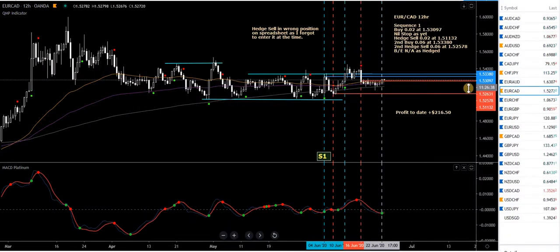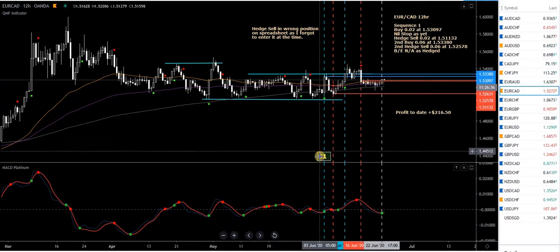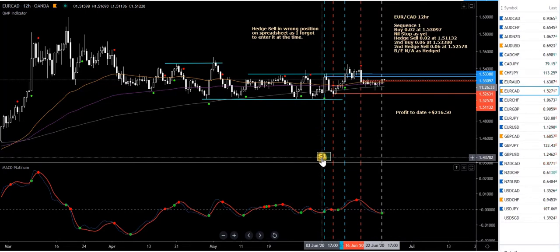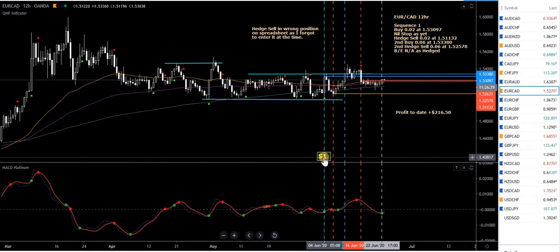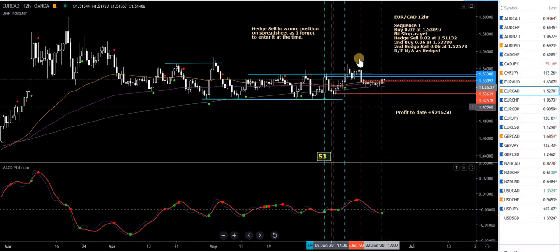Euro CAD. This is one that was stopped out during the day. You can see them in sequence 1. S1 has just been sequence 1. So where it's marked on the chart is where it starts. I've got multiple trades here.